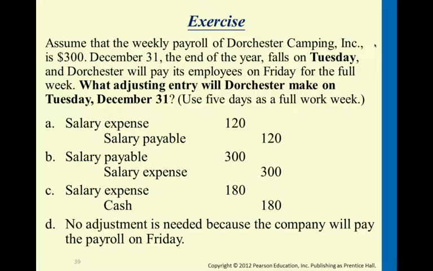So the $120 here, remember this is an adjusting entry. So this is not the day for payment. Payment is given on a weekly basis. Then this is a type of salary payable. This is a type of liability. At the same time, we want to debit salary expense.